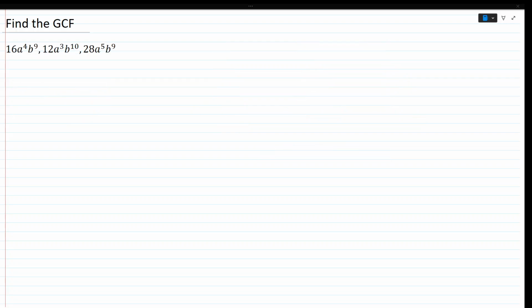Now looking at another example, you have to find the GCF of these three terms: 16 a to the 4th b to the 9th, 12 a to the 3rd b to the 10th, and 28 a to the 5th b to the 9th. So we do the same thing. We first find the GCF of the coefficients, and once again, if you couldn't see the largest number that divides into all three of the coefficients, you could break down those numbers into their prime factorization. So we have 16, 12, and 28.